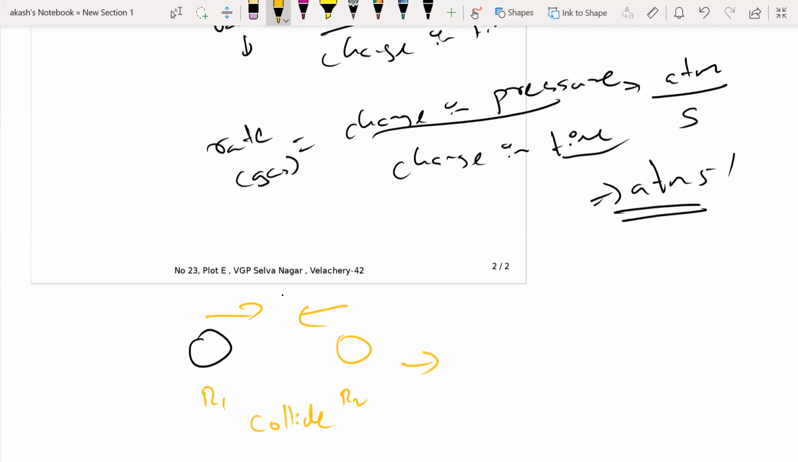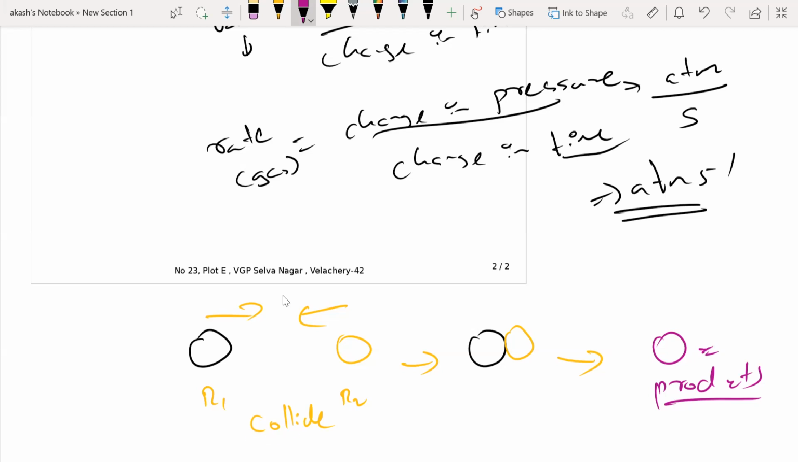Now, when they collide, they will form something like this. And eventually something else will happen, and then say they'll eventually go for product formation. This is your product. Right. So you have two reactant molecules and these two reactant molecules will collide. During their collision, some change will happen, and that change will eventually lead to the formation of product. That is what you need to understand.